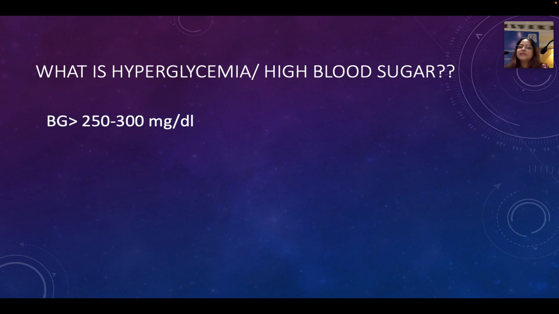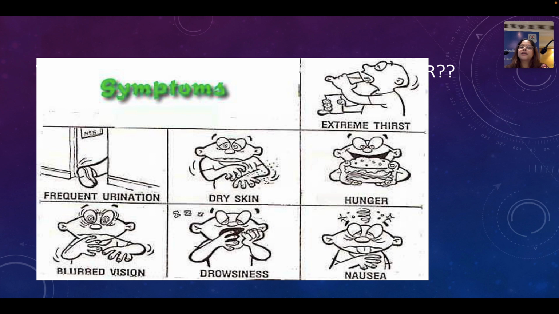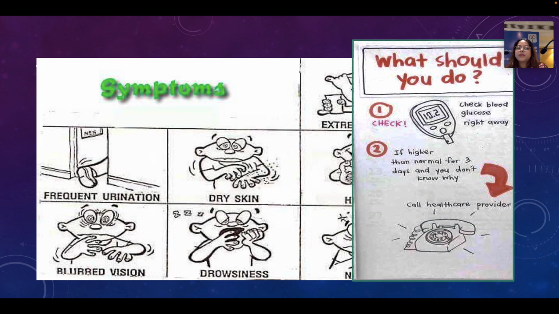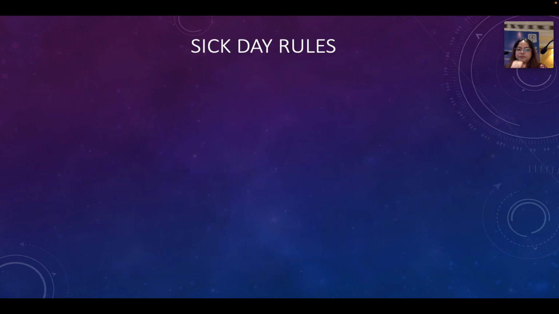And what is hyperglycemia? Blood sugar more than 250 to 300. Again, symptoms can be extreme thirst, frequent urination, hunger, nausea, blurred vision. So again, we are supposed to check the blood sugars, and if they are higher and you do not know why, you will have to call your healthcare provider to give adequate management. Otherwise, the child can land in DKA. So DKA does not come only at diagnosis. DKA can happen later on also if hyperglycemia is not treated adequately.